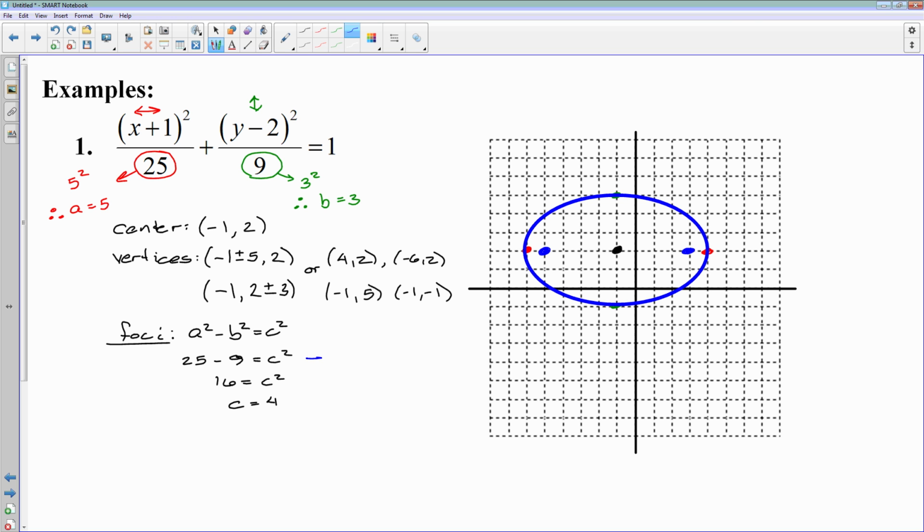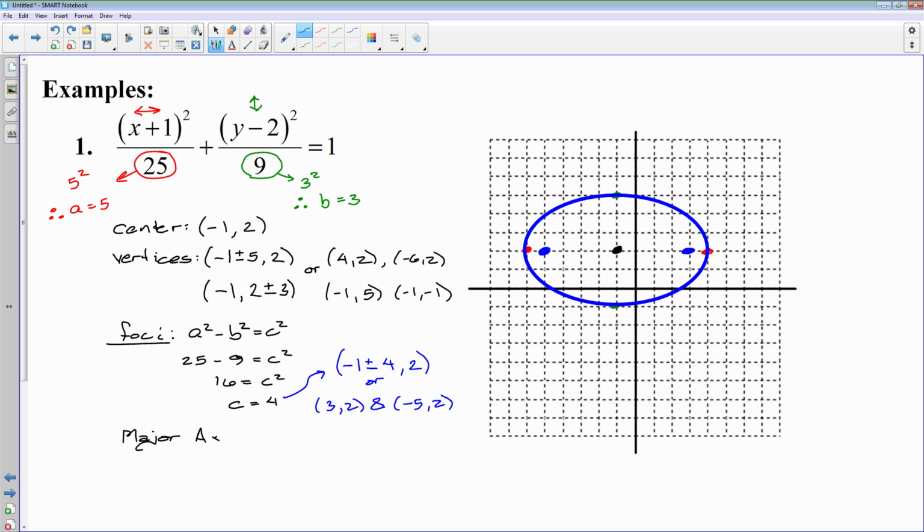And if I go left and right, that means my foci change the x-coordinate. I started at an x-coordinate of -1, and then I went right and left 4 units. And then my y-coordinate didn't change. I didn't move up or down, so my y-coordinate's going to remain 2. And I'm okay if you leave it like that. You could also do -1 plus 4 is 3, y-coordinate is 2, and -1 minus 4 is -5 with the y-coordinate of 2. So we have center, vertices, foci. Okay, minor and major axis.